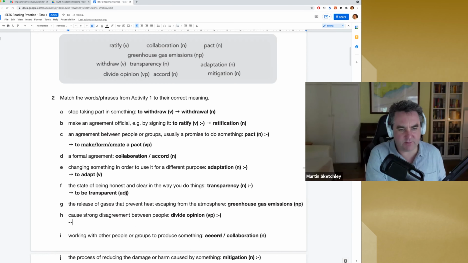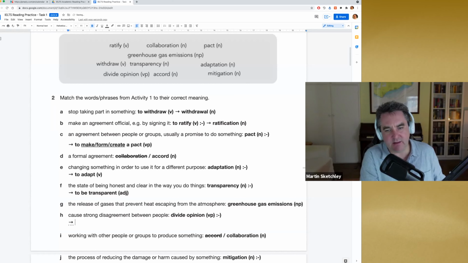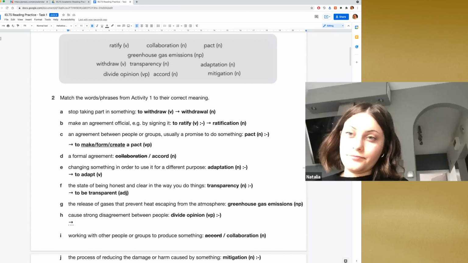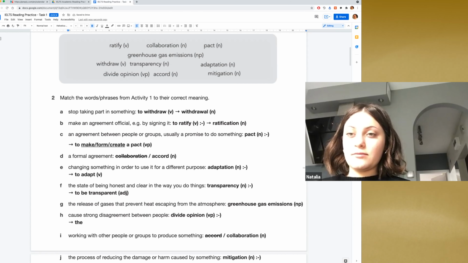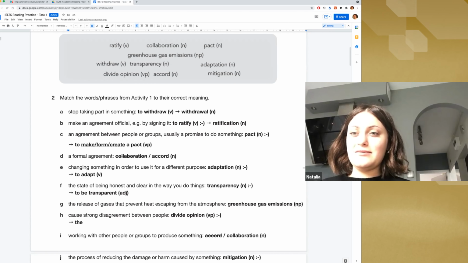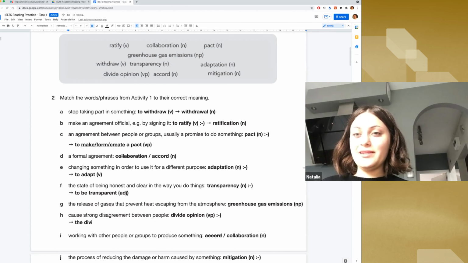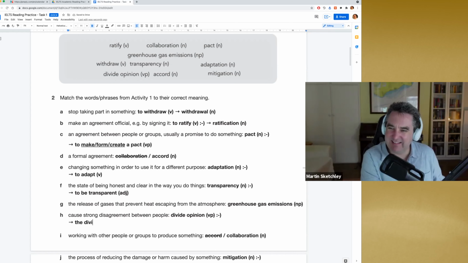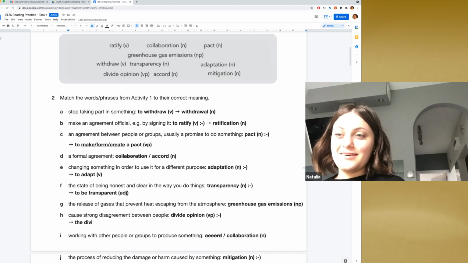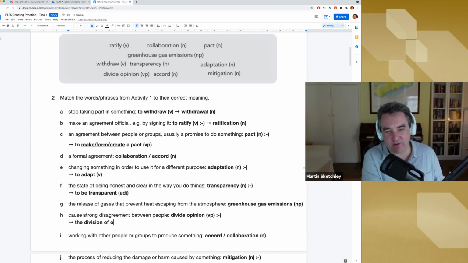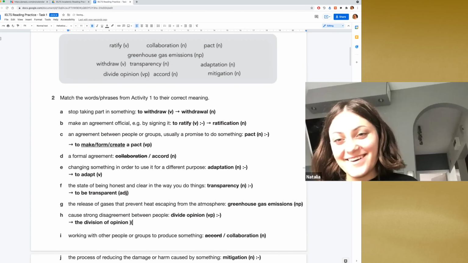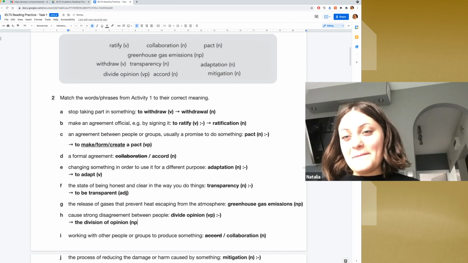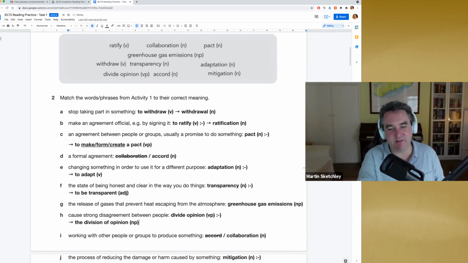Greenhouse gas emissions, to divide opinion. Okay, let's have a look at the noun phrase. So the divided opinion, division, yeah, nearly, yeah, division of opinion. Division, yeah. Okay, so that would be the noun phrase.